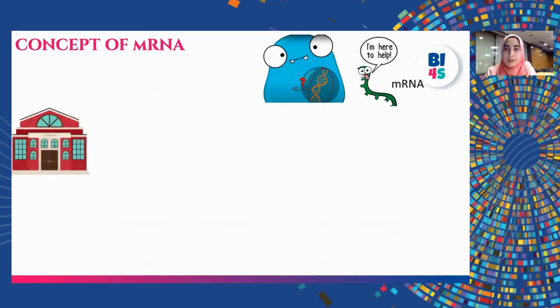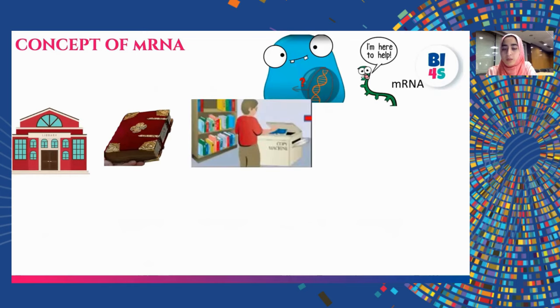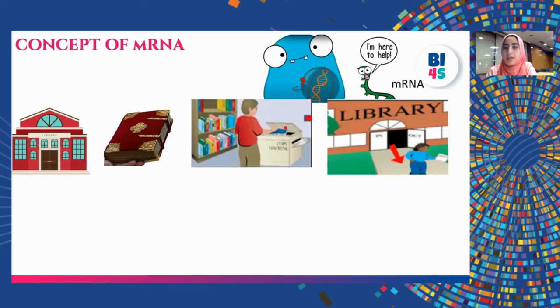Consider there's a library which houses a most expensive book, and that expensive book cannot be lent to anyone and cannot be taken out of the library because it might get lost or it might get damaged. So what we do is photocopy the pages that we want from this book in the library itself and take the photocopy with us, while the original book remains in the library itself. So this is what a cell does.